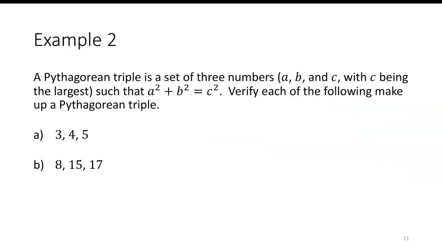A Pythagorean triple is a set of three numbers, a, b, and c, where c is the largest, such that a squared plus b squared is equal to c squared. So let's verify that each of the following makes up a Pythagorean triple.